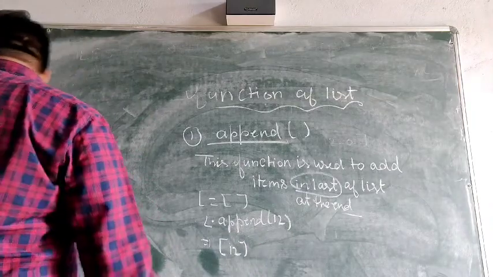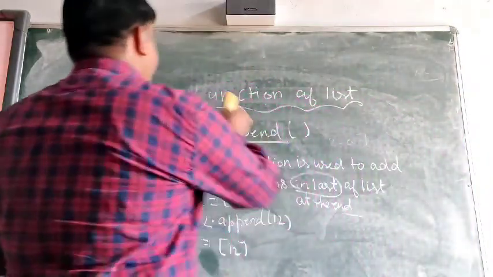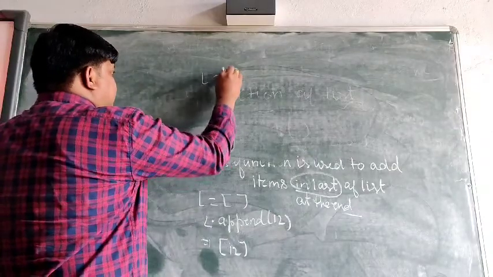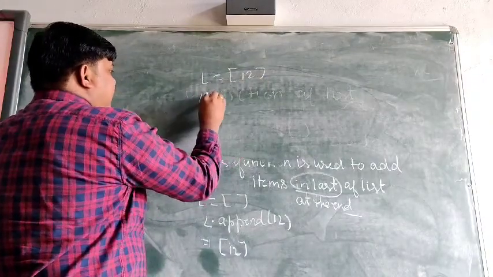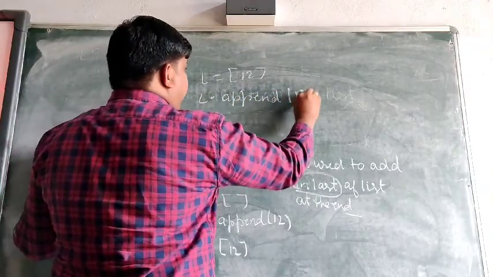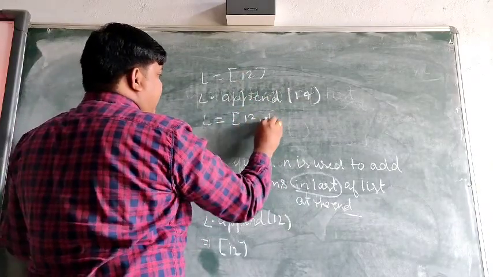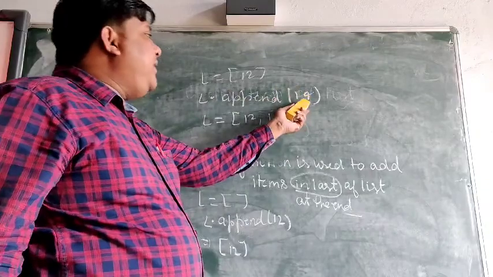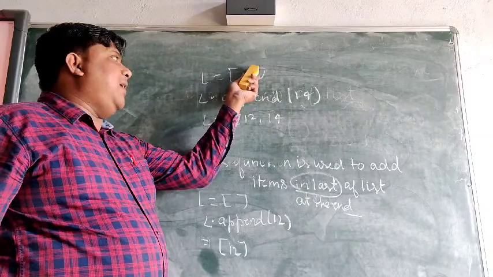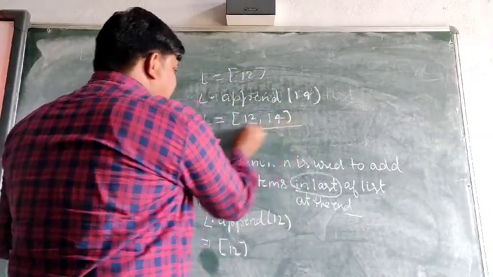Clear? Again, if you have written here already L is equal to 12, and again you write L dot append 14, so what will be the list? L will become 12 and 14. The 14 will be added in the list at the end of the list. So what is the end value? 12. So the 14 will be added after the 12, and the list will become 12 and 14.